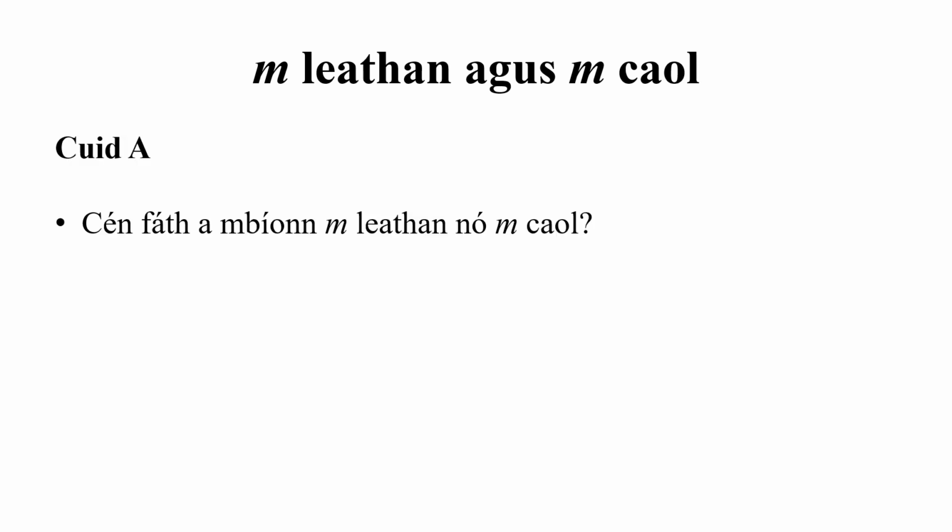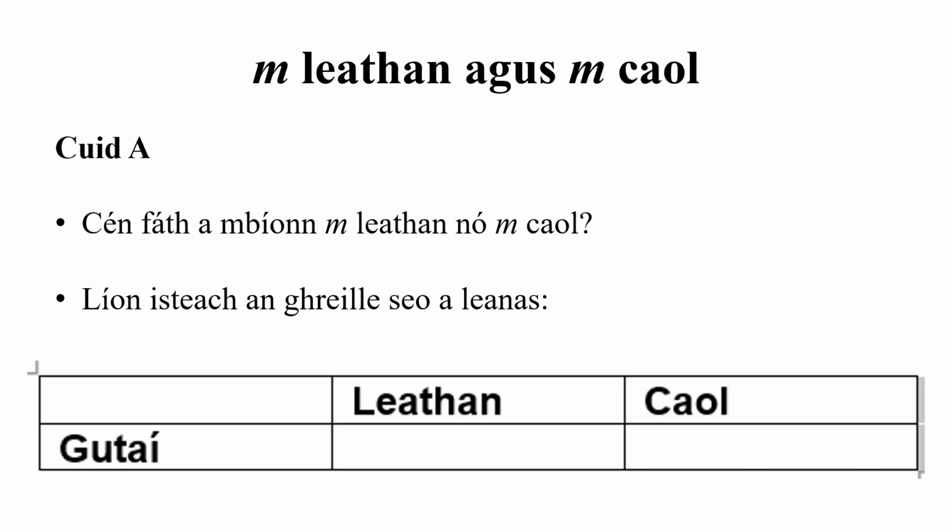Why is M broad or slender? Fill in the grid below. And here you have the vowels, broad and slender. So fill in which are the broad vowels and which are the slender vowels.